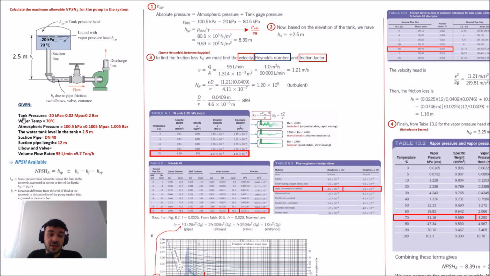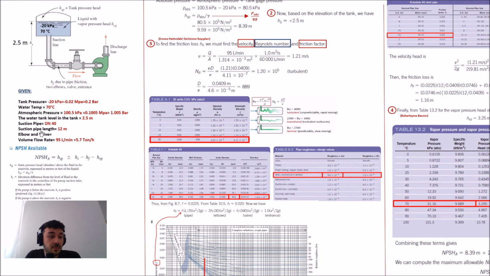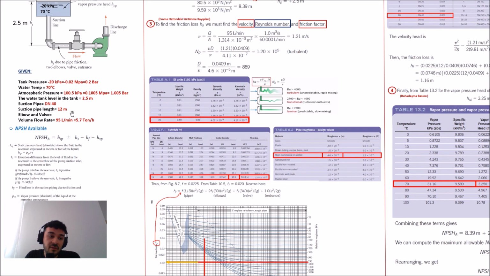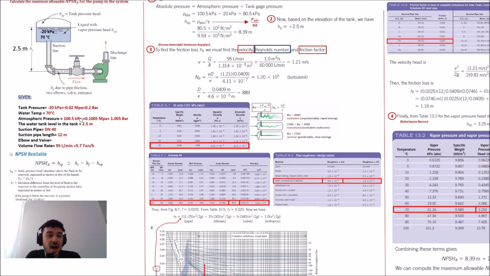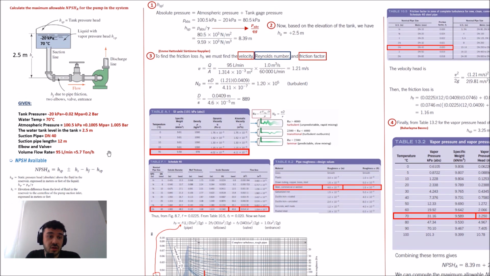What kind of information? For example, tank pressure, water temperature, or fluid temperature. I cannot say only water, maybe your fluid can be changed according to the system. So atmospheric pressure and the tank level in the tank, suction pipe length, elbows, valves, and the volume flow rate. You have to know this information if you want to calculate the NPSH available value.